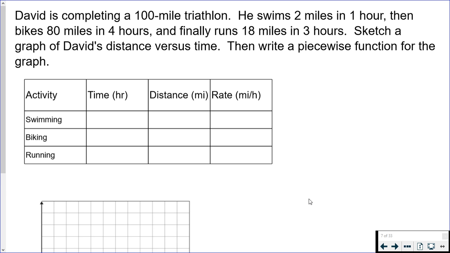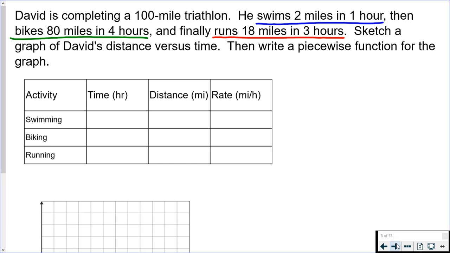go for it. So we've got this 100-mile triathlon where David swims 2 miles in 1 hour, bikes 80 miles in 4 hours, and runs 18 miles in 3 hours, which means we're going to have 3 different pieces in this piecewise function because there's 3 different activities with 3 different rates.